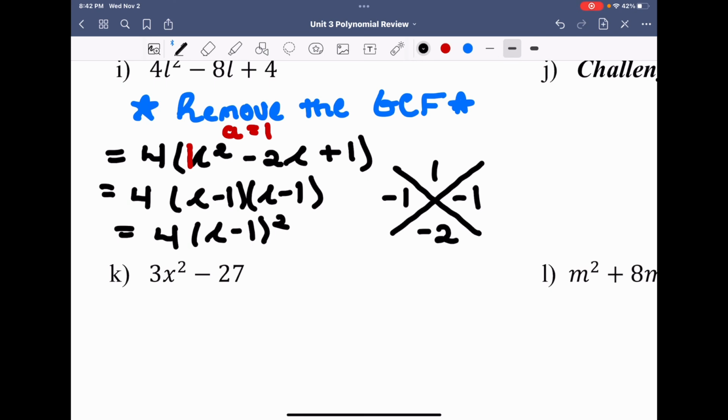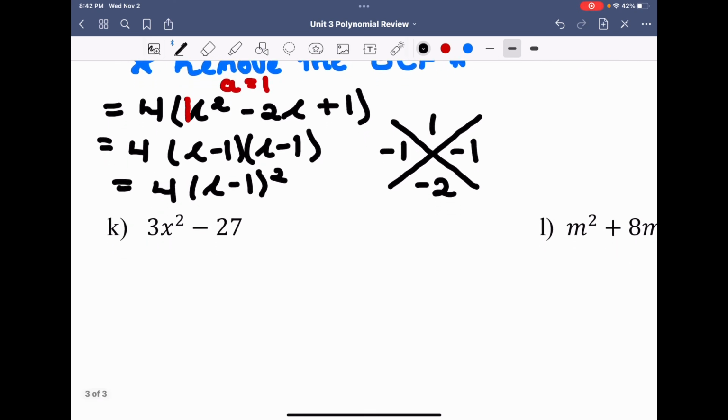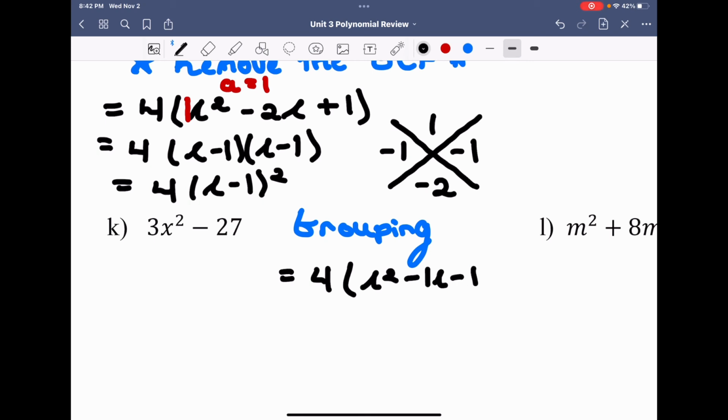But what if I want to do factor by grouping? Well, if I want to do grouping instead, I'm going to do that method below here. So grouping. In order to do grouping, I have to go equal to 4 in the brackets l squared minus 1l plus 1. Close the bracket. I group my first two terms.